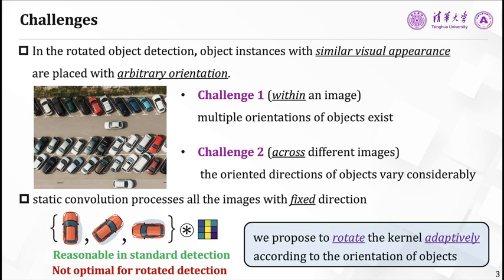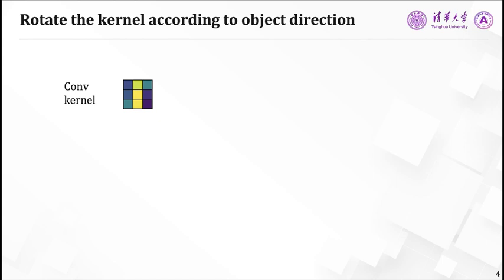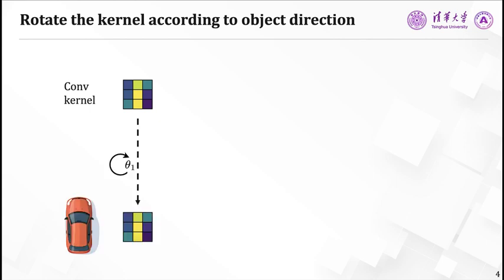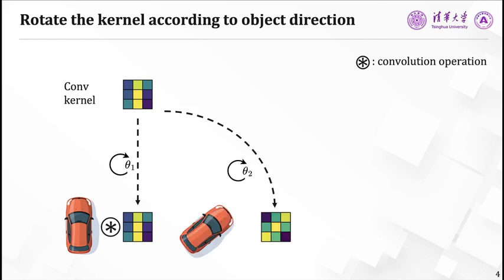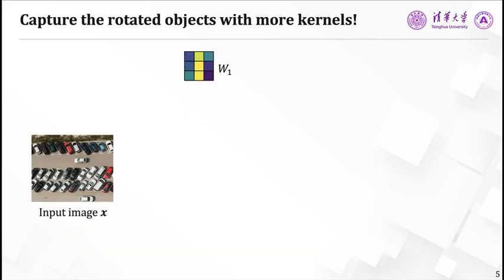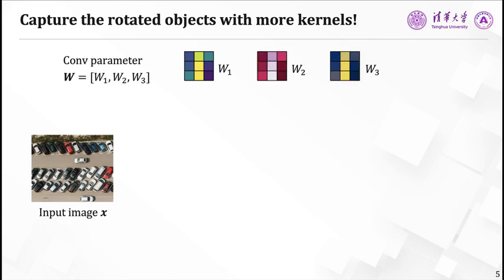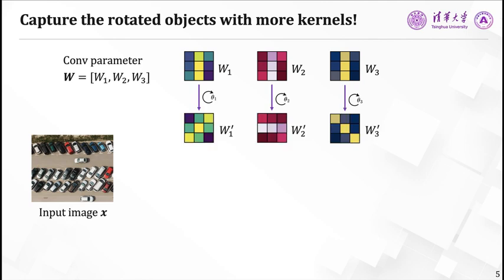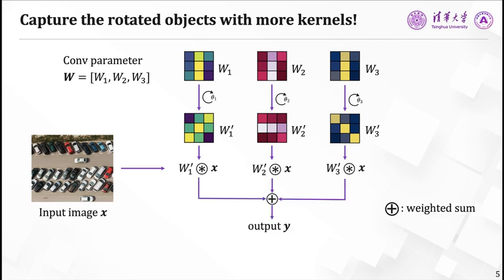To tackle this problem, we propose to rotate the kernel adaptively according to the orientation of objects. For images with different object orientations, we adaptively rotate the kernel according to different object angles. To deal with multiple orientations of objects, we introduce more kernels to capture the orientation information. These kernels rotate separately and then perform a convolution operation with the input image. Finally, they are weighted and summed up to obtain the final output.